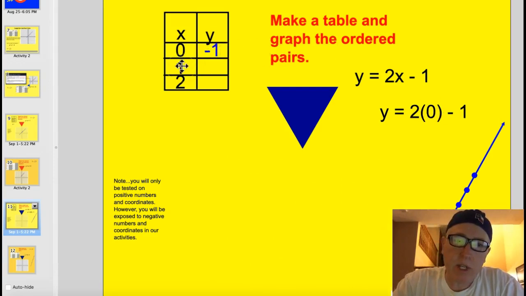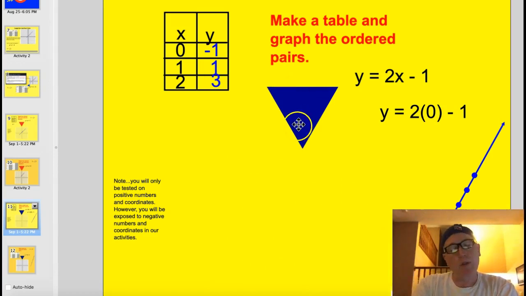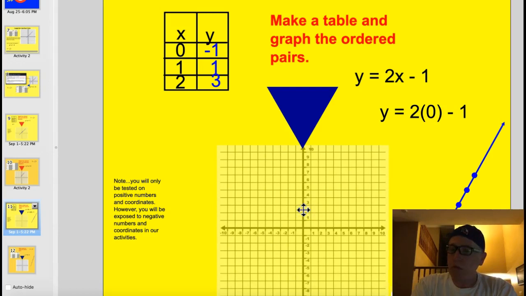And then I could substitute this one in. Y is equal to 2 times 1, which is 2, minus 1. Well, that's just 1. And if I substitute the 2 in, 2 times 2 is 4, minus 1 is 3. So there, that's not going to hurt anybody making that table. So now we just graph it.